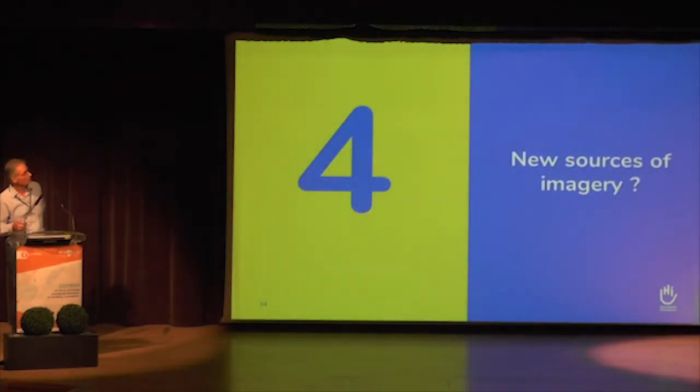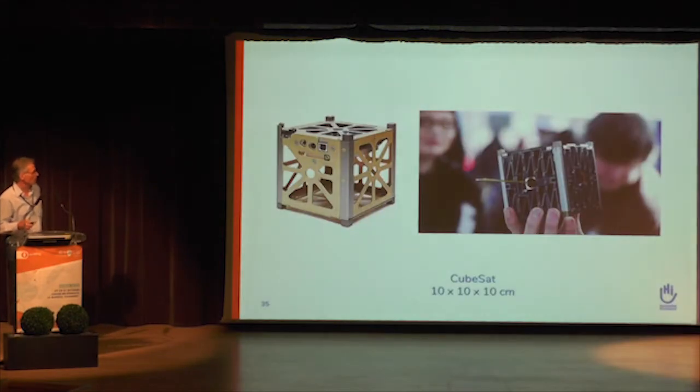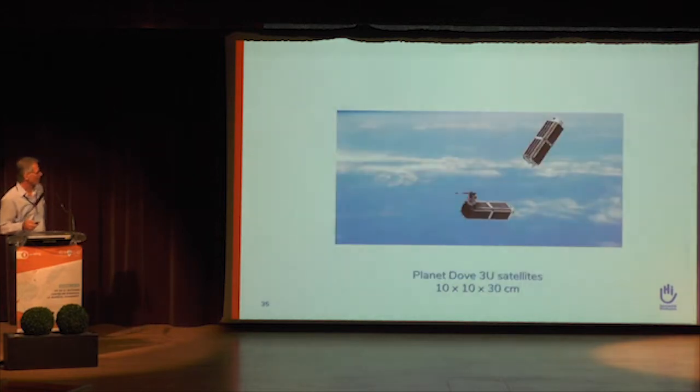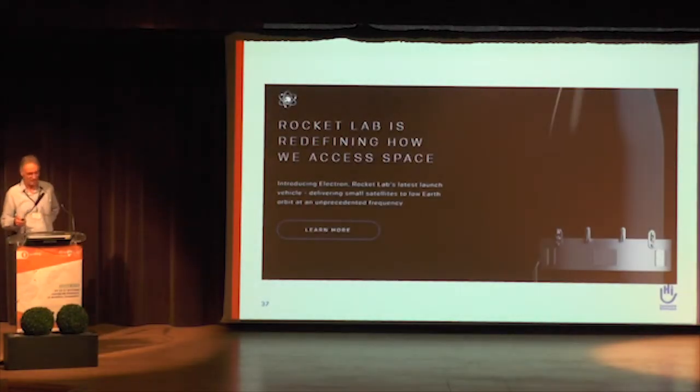Now, what are new sources of imagery in the future? You're probably familiar with CubeSats. The Dove satellites of Planet are 3 units of CubeSats. Now, on the internet, you find Rocket Lab, and they're introducing an Electron launcher.